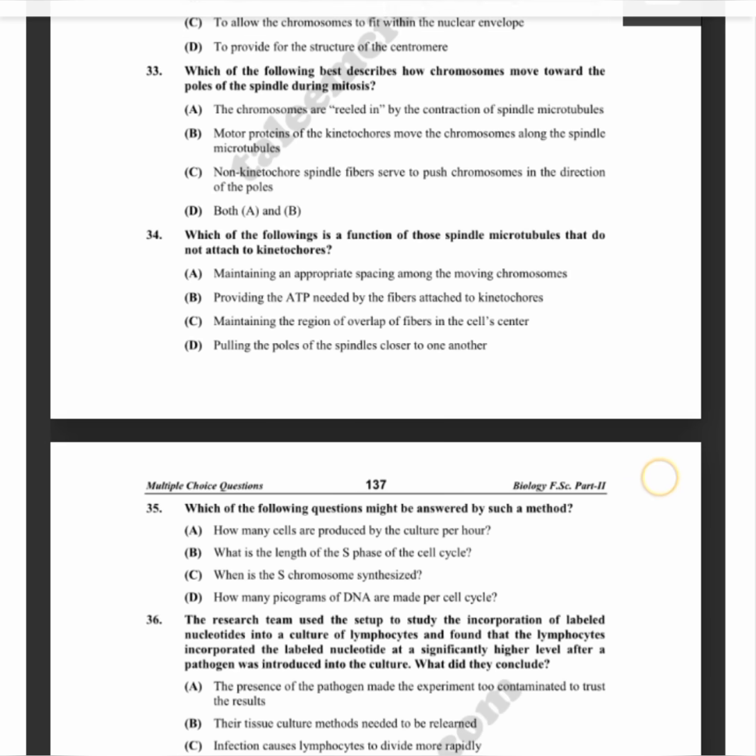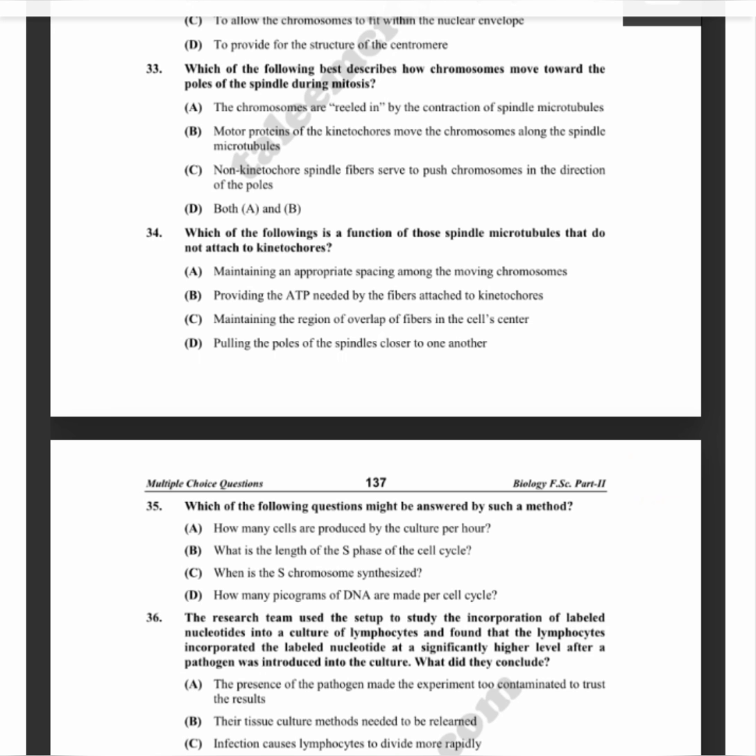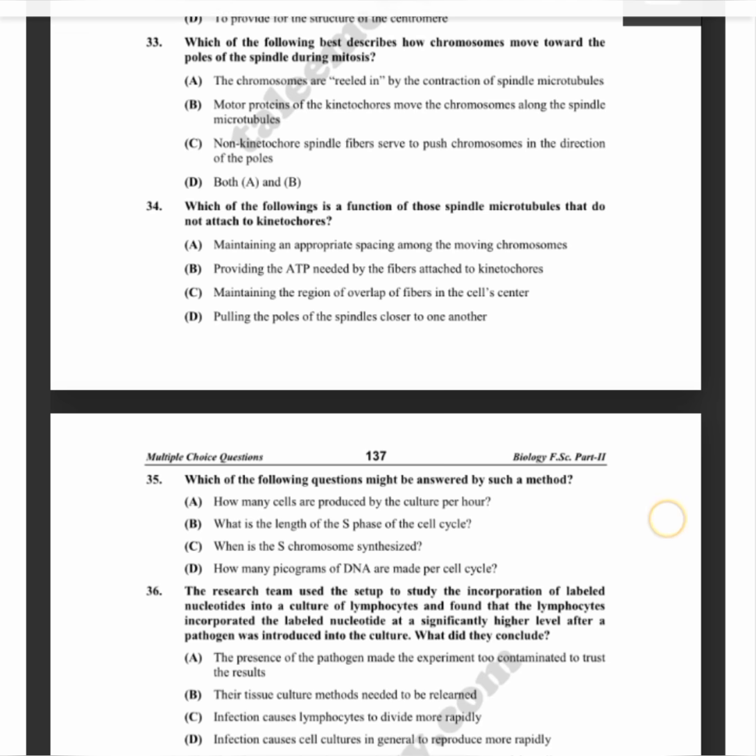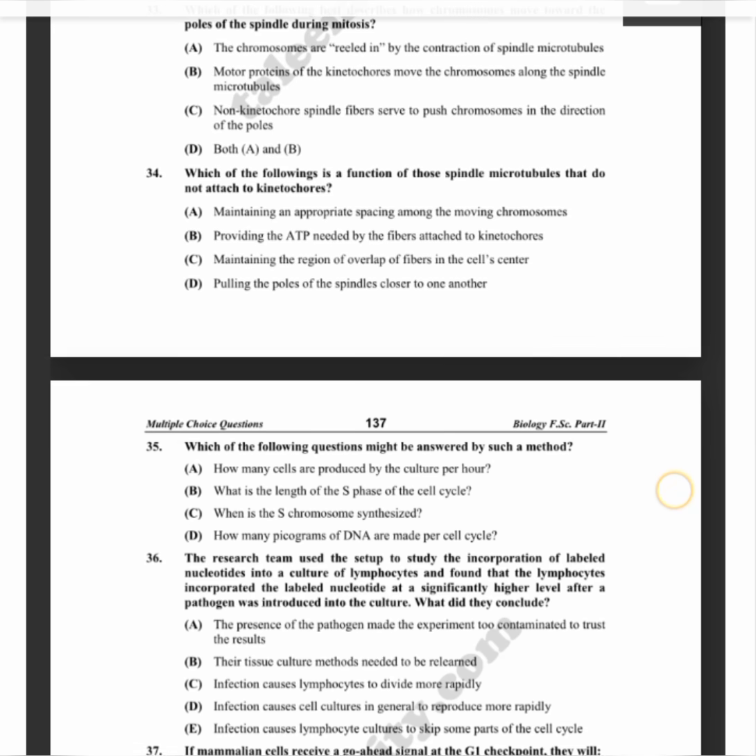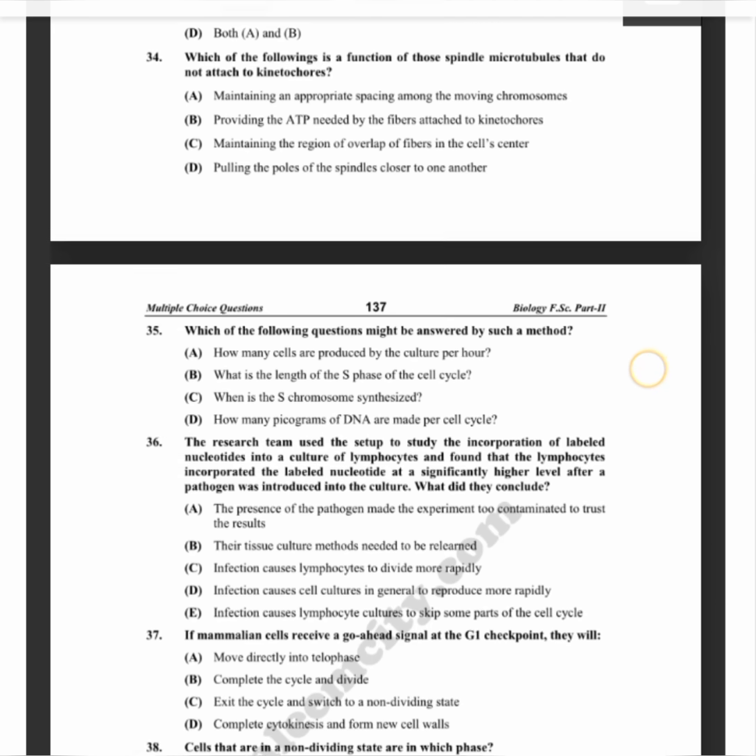MCQ number 34. Which one of the following is a function of those spindle microtubules that do not act on kinetochores? Maintaining an appropriate spacing among the moving chromosomes, producing the ATP needed by fibers attached to kinetochores, maintaining a region of overlap of fibers in the cell center, pulling the poles of the spindle closer to one another.